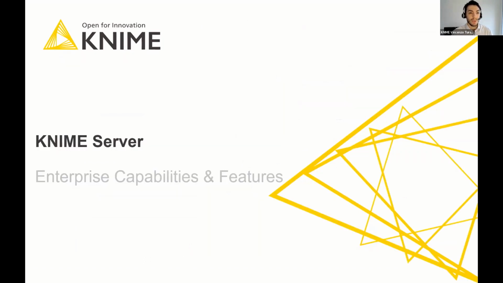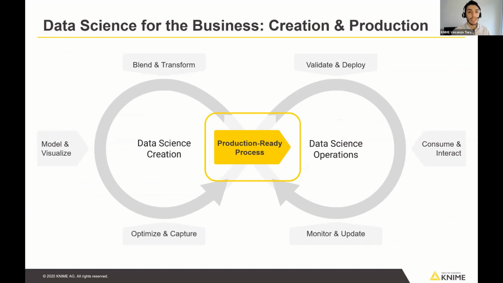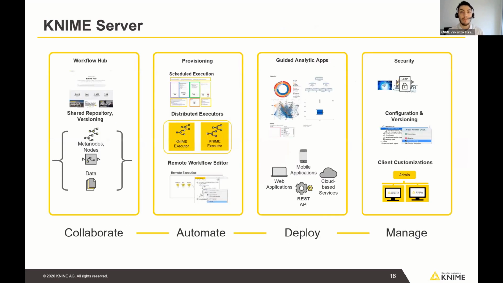Just a couple of slides also related to the commercial software, KNIME Server, which adds enterprise capability to what is currently available with KNIME Analytics Platform. So it's really a solution that allows you to make the process ready to be productionalized. And this is all available with functionality that relates to collaboration, automation, deployment, and management.